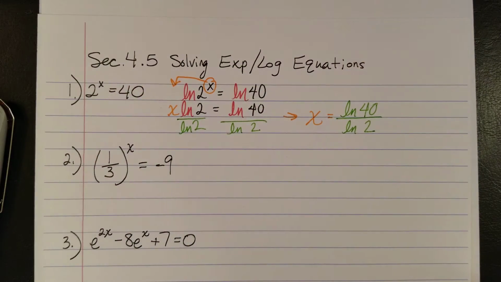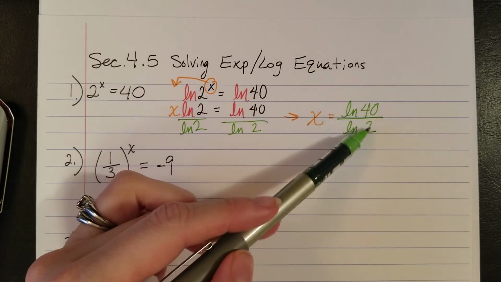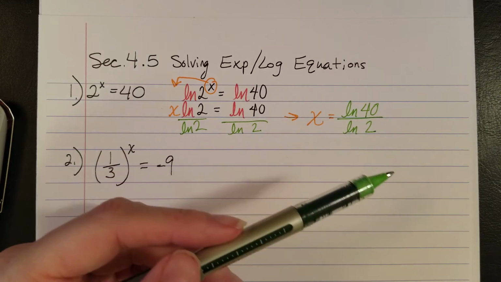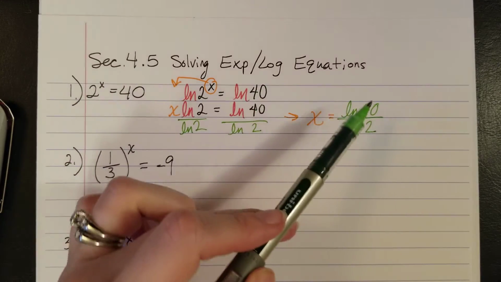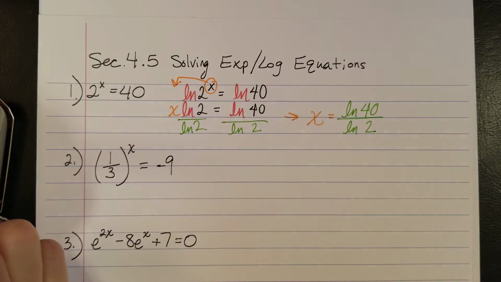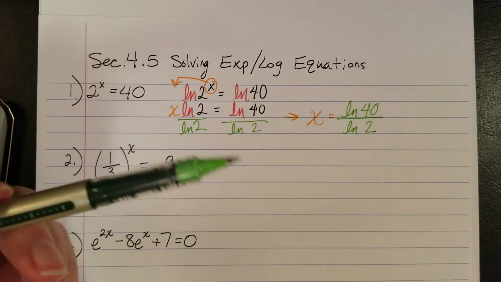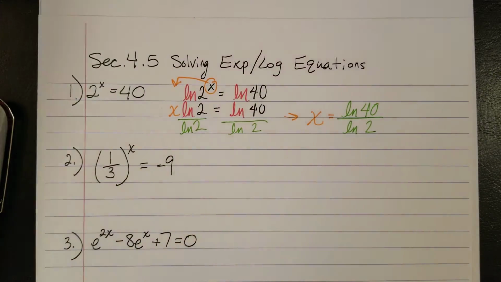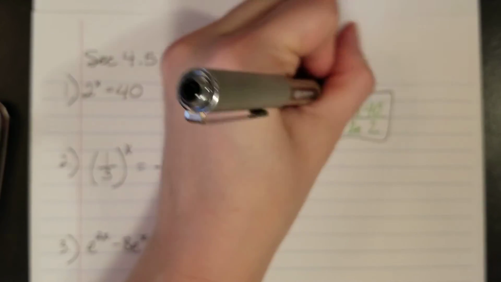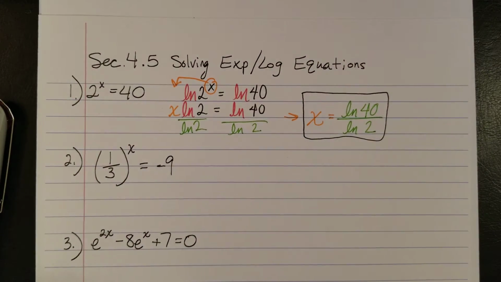So if they asked you to put your answer in terms of natural logs, there you have it. And you can't do anything else to simplify this. You can't reduce the 40 and the 2, make it a 20 or anything like that, because they're both inside the log separately. So there you go.